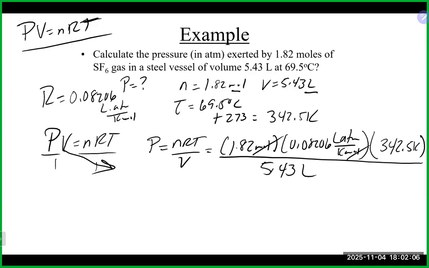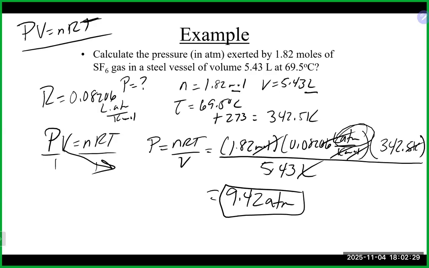Moles will cancel, Kelvin will cancel, liters will cancel. It's going to leave us atmospheres as our only answer unit left. And if we do that, we will end up with about 9.42 atmospheres in this case. Questions on that one there?